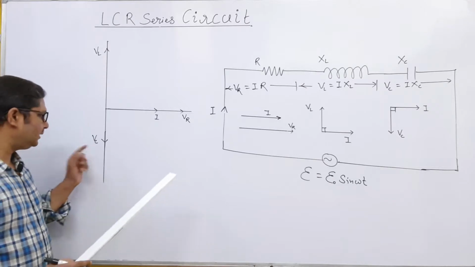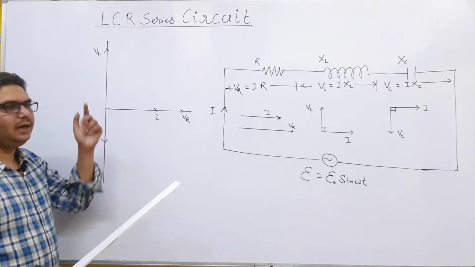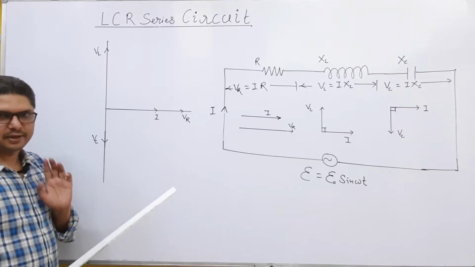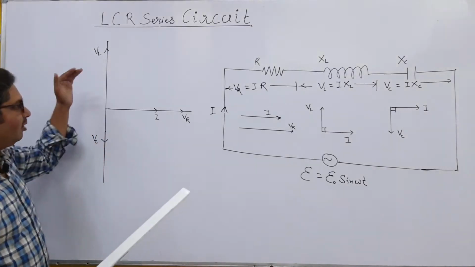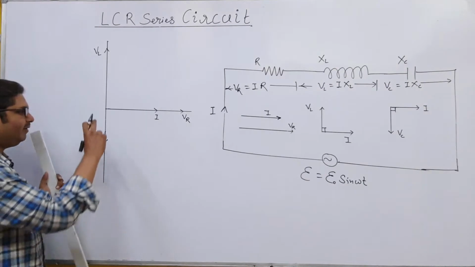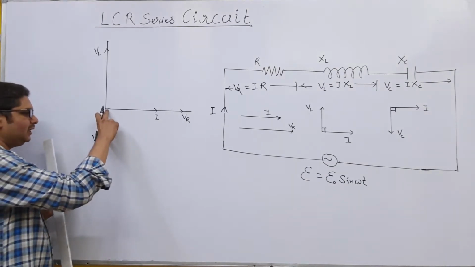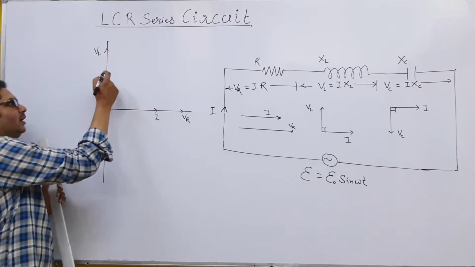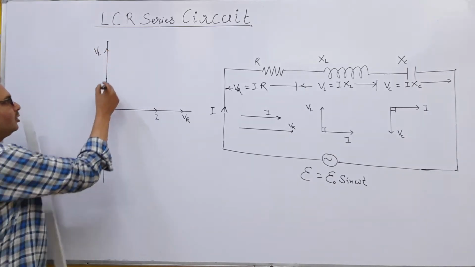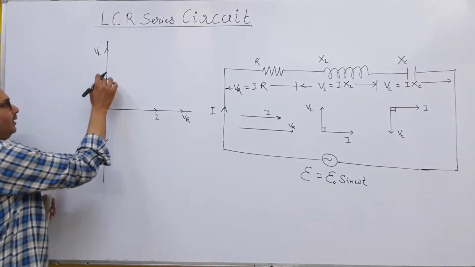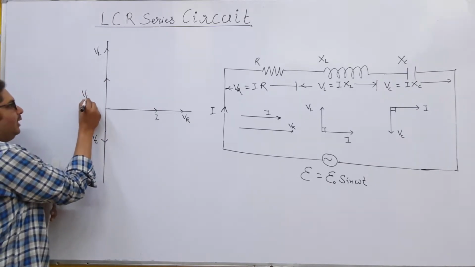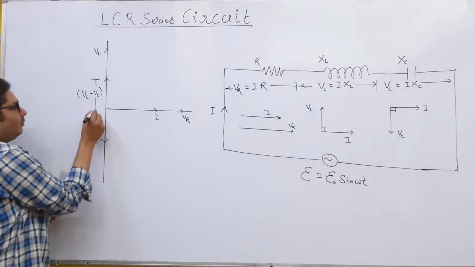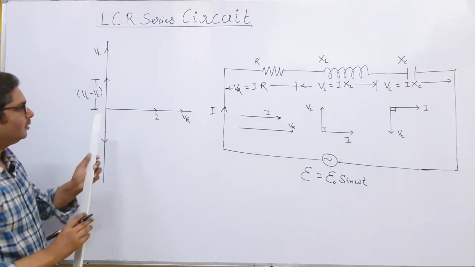If VC is greater than VL, then this is a capacitive dominating phasor diagram. So in this inductive dominating phasor diagram, we take the length VC and subtract it from VL, so the point comes to this point. Give an arrow here, and this length is said to be VL minus VC.